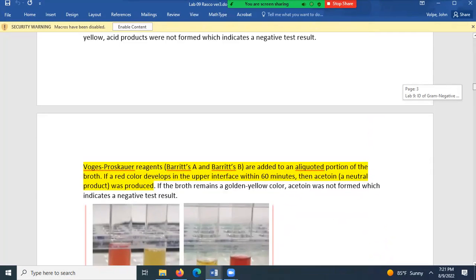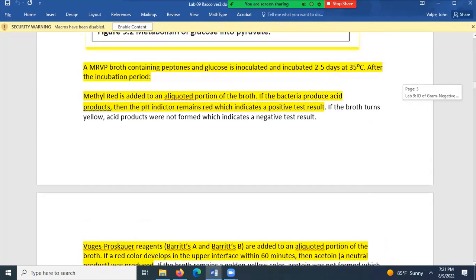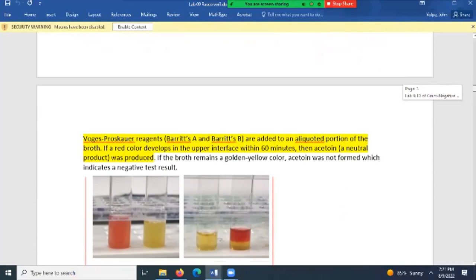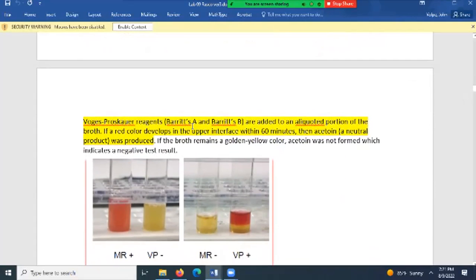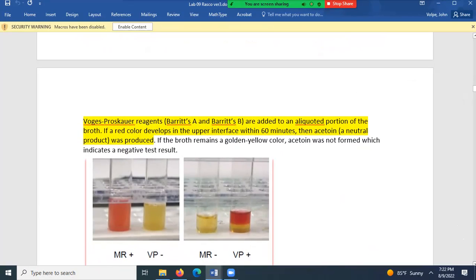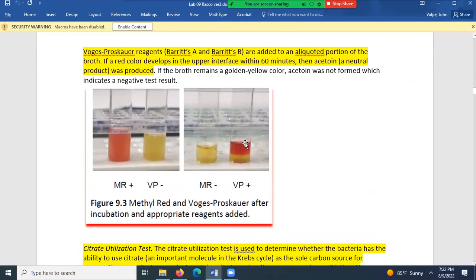For the VP test, you take that portion of the tube and add Barritt's reagent A and Barritt's reagent B to it. You shake the tube to add oxygen. You let it sit and incubate for about 60 minutes. After 60 minutes, you look at it to see if acetone is made. If acetone is made, you see redness in the tube, usually at the top. So this is VP positive, and this is VP negative.